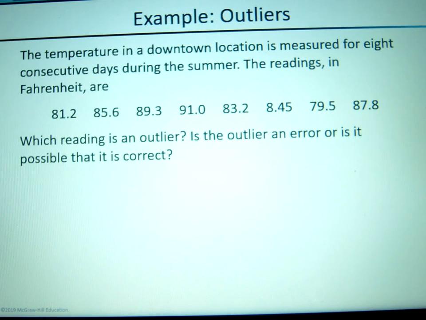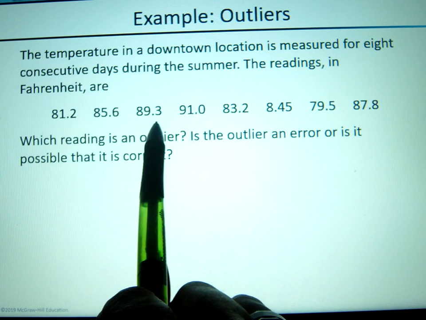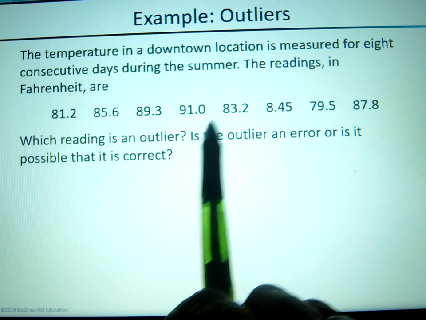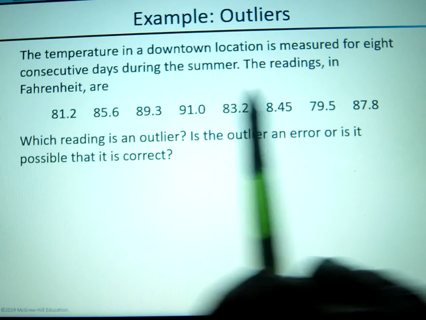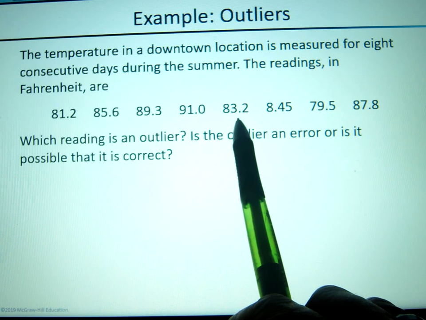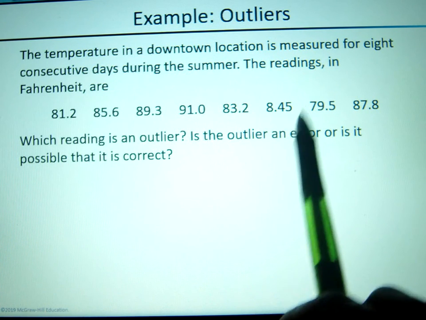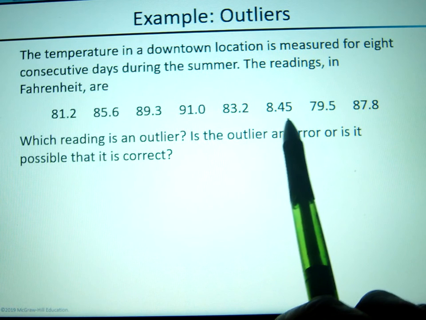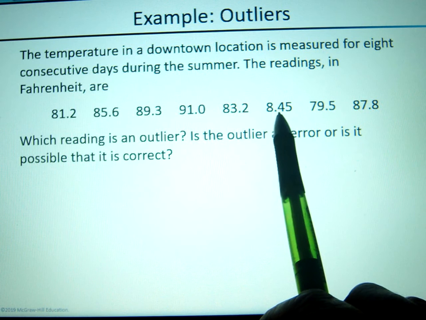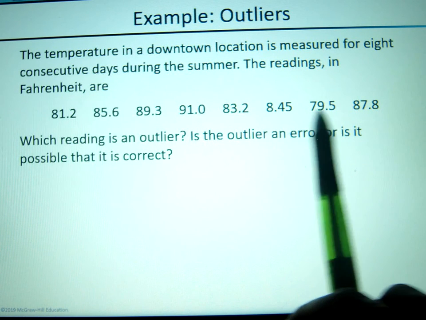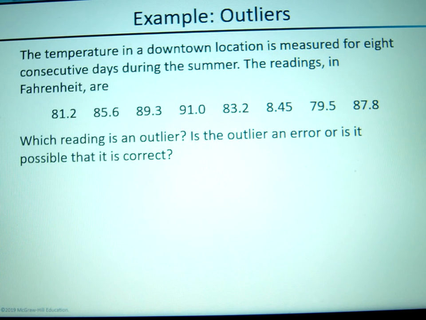We have 81.2, 85.6, 89.3, 91. These are all summer temperatures that make sense to us, even if we're right here in southwestern Pennsylvania. But then we have 8.45. So we see that this is an outlier. 8.45 degrees in the summer months in southwestern PA just is not going to be right. So in this case, the 8.45 would be considered an outlier, and it would be considered an error.